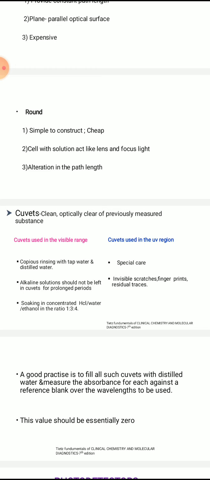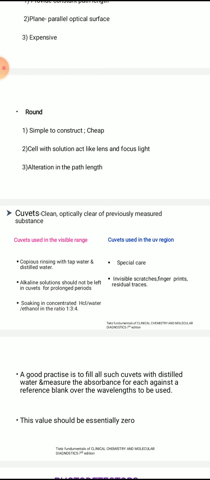Cuvettes used in the UV region we should use with special care. Invisible scratches, fingerprints and residual traces should not be there. So we should not handle them with our bare hands. You should use a tissue paper to hold the cuvettes used in the UV region.